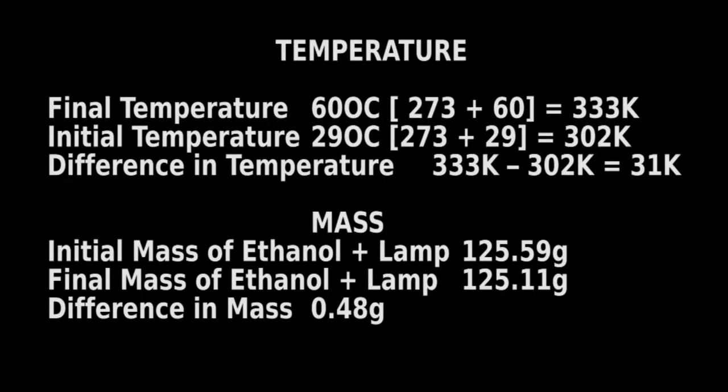The final temperature is equal to 60 degrees Celsius, equivalent to 333 Kelvin, and the initial temperature is 29 degrees Celsius, that is equivalent to 302 Kelvin. Difference in temperature is 333 Kelvin minus 302 Kelvin, which is equal to 31 Kelvin. Now, initial mass of ethanol plus lamp is equal to 125.59 grams, and the final mass of ethanol plus lamp is 125.11 grams. Therefore, the difference in mass is equal to 0.48 grams.